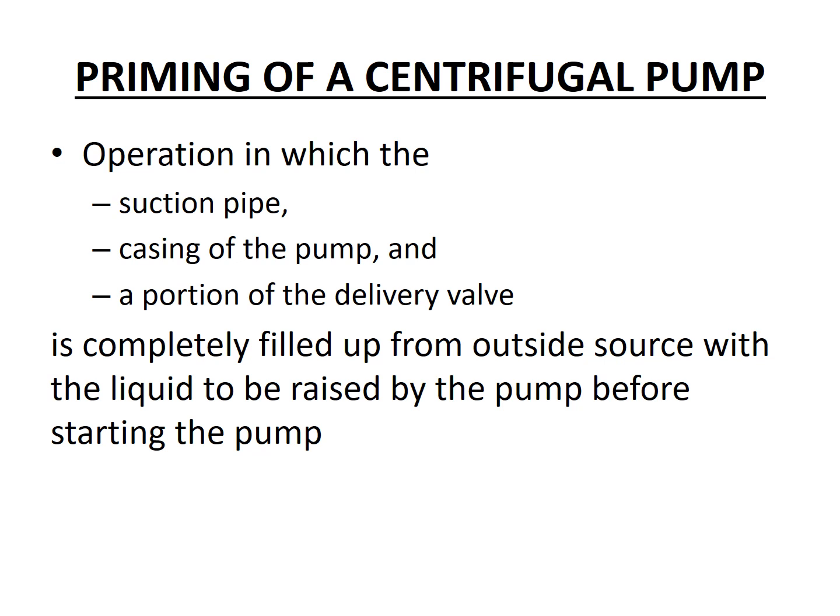Now we come to the priming of centrifugal pump. It is an operation in which the suction pipe, casing of the pump, and portion of the delivery valve, these three parts, are completely filled from an outside source with the liquid to be raised. It can be either water or an oil, whatever the liquid is to be supplied by the pump, before starting the pump.